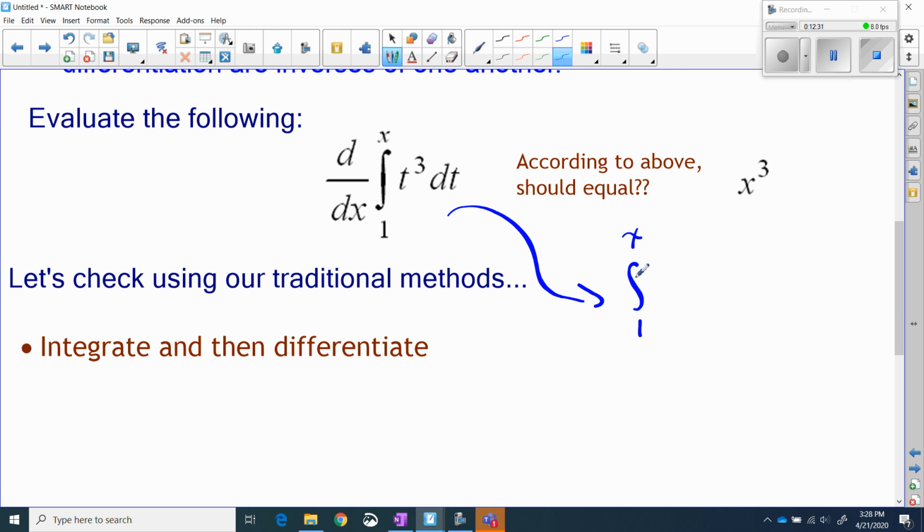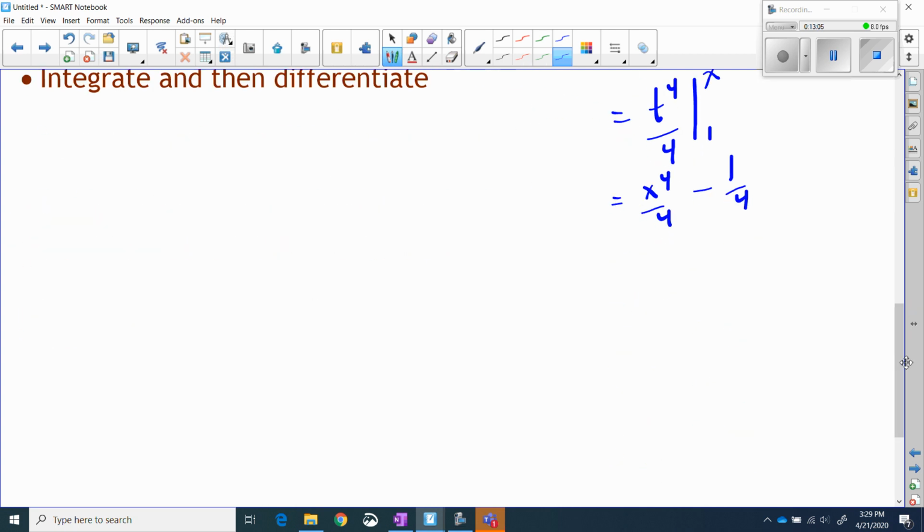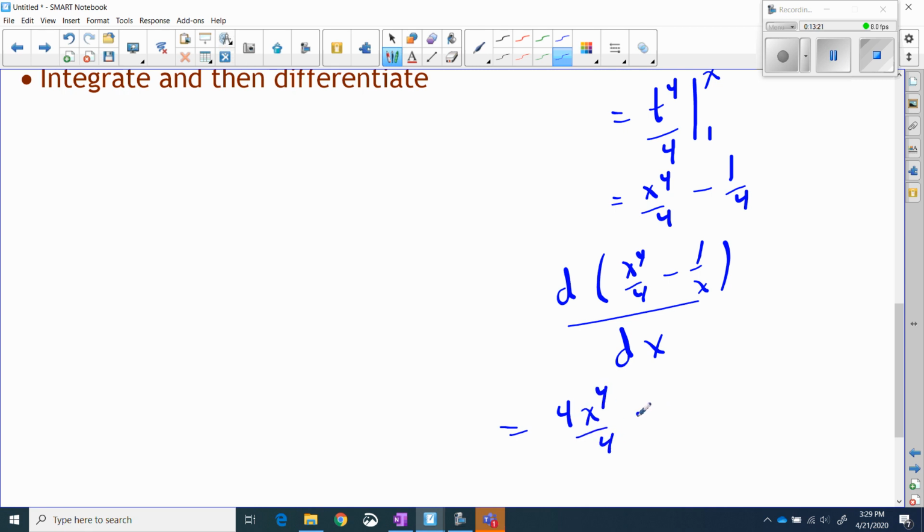So if I took the integral from 1 to x of t to the third dt, I would get t to the fourth over 4, integrated between 1 and x, which would be x to the fourth over 4 minus, filling in the 1, 1 over 4. So that's the integral. Then if I wanted to take the derivative of my answer with respect to the letter x, my answer would be 4 times x to the fourth over 4 minus, this is not an x, this is a 4, minus the derivative of 1/4, which would be 0.